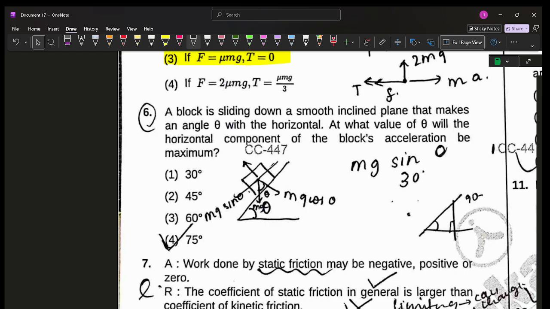Could you please teach me the sixth question where there is a block sliding down a smooth inclined plane? I don't really understand how to do it. I don't really understand the logic. Could you please explain it to me in the best way possible?